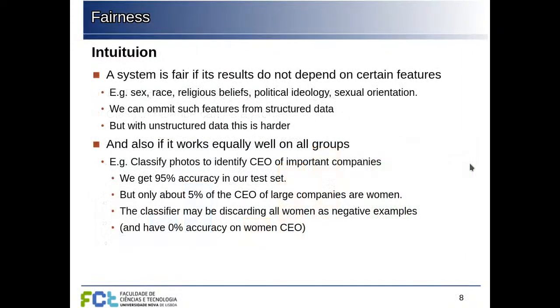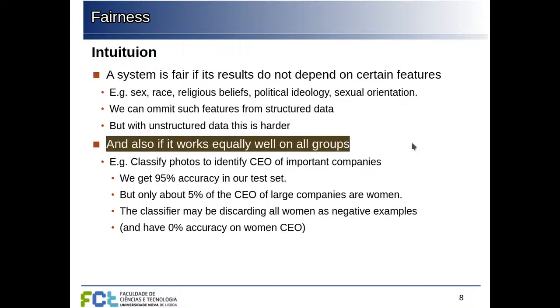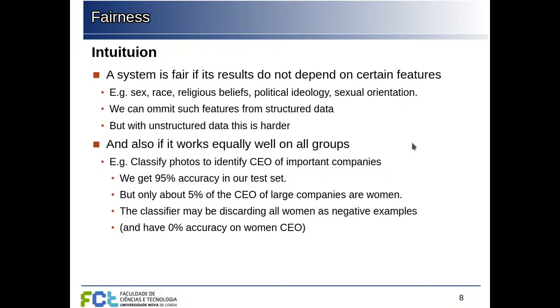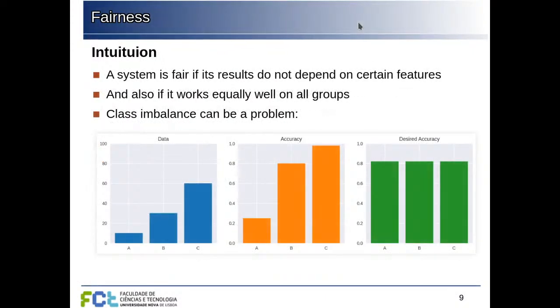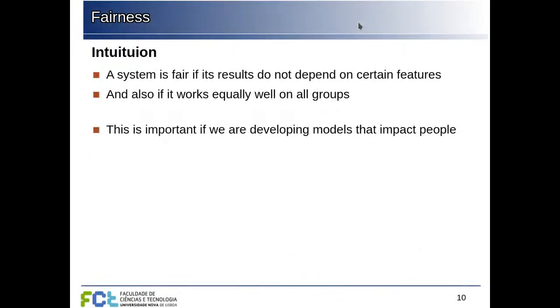It's not just that the model itself is discriminating in the sense of giving different results as a function of some feature, but also that the model cannot discriminate by having different performance on different groups, because this can be unfair if the model is used for something that has impact on the lives of people. Okay, so this is the notion of fairness that we are going on with.